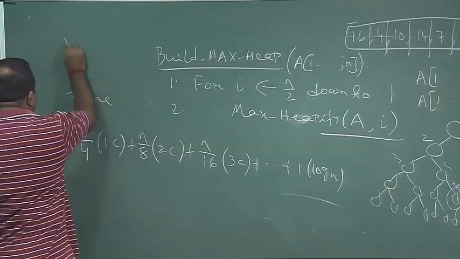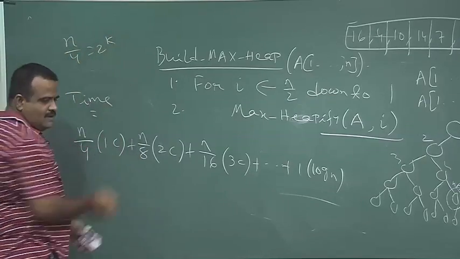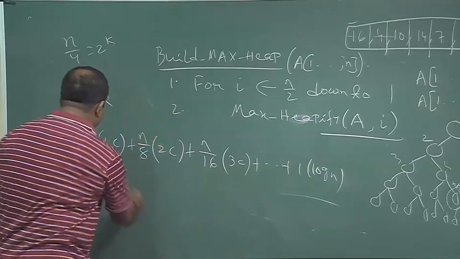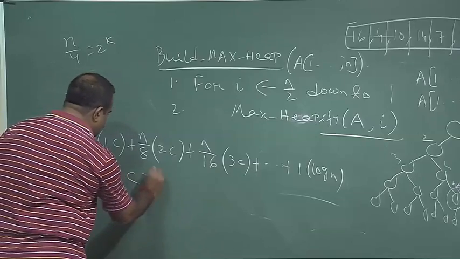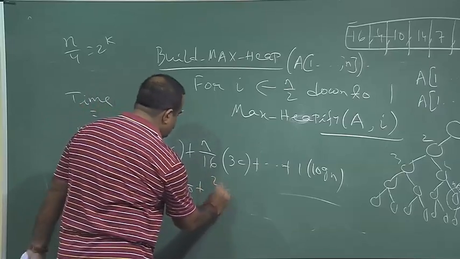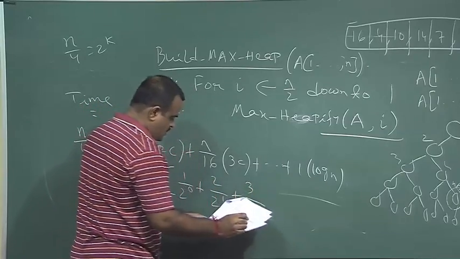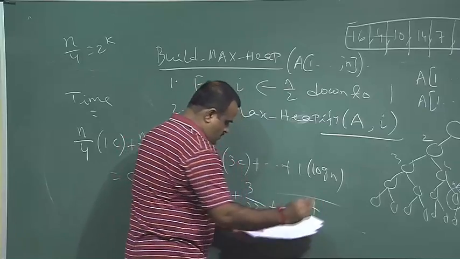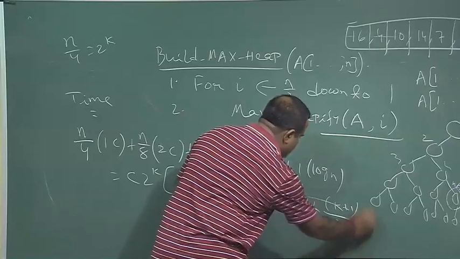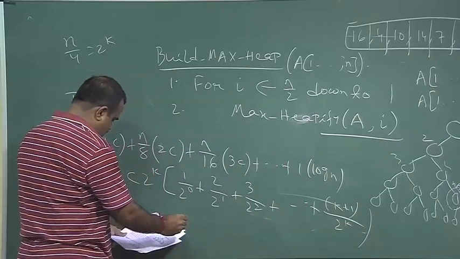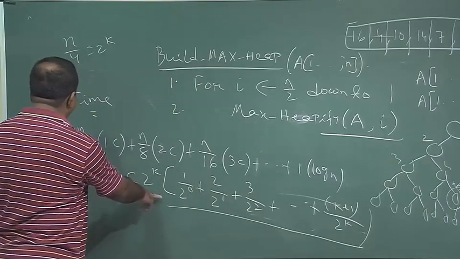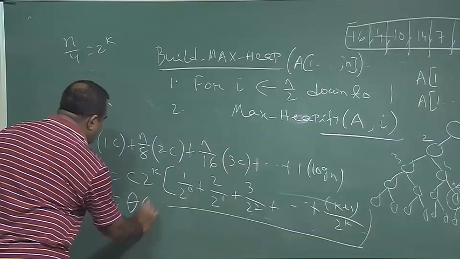Now, if we take n by 4 equal to 2 to the power k, this comes out to be C into 2 to the power k times (1 by 2 to the power 0 plus 2 by 2 to the power 1 plus 3 by 2 square plus dot dot dot plus k plus 1 by 2 to the power k). Now, this sum is basically a constant. So, this constant can be plugged in, and this is basically big O of n.